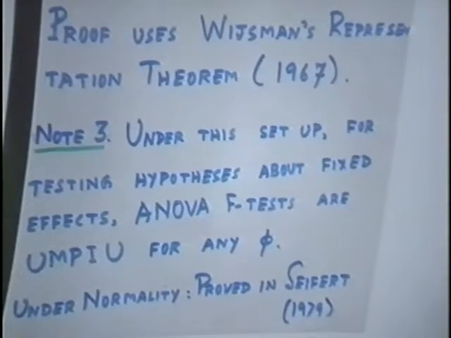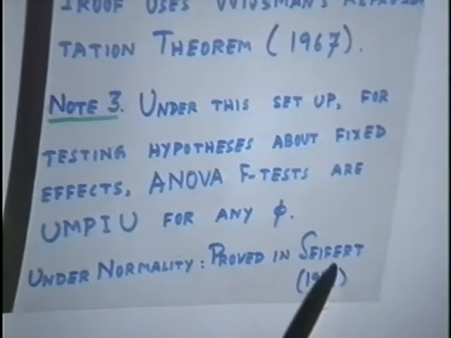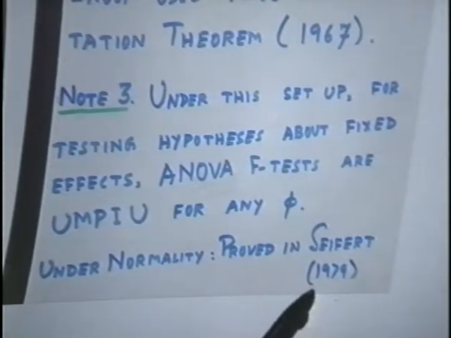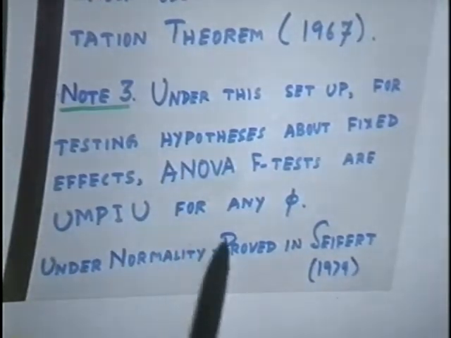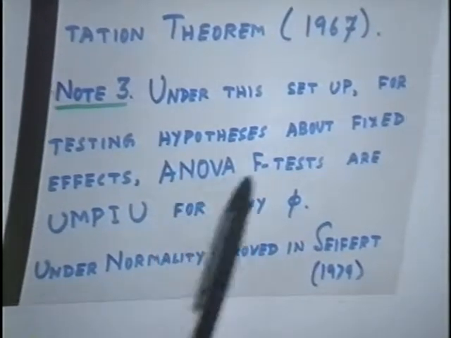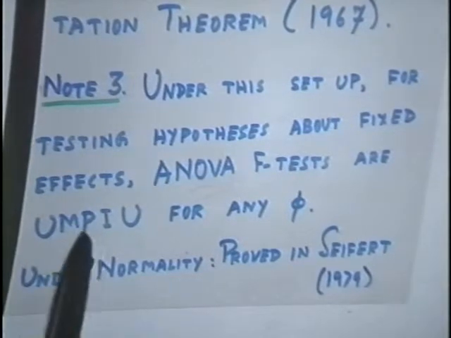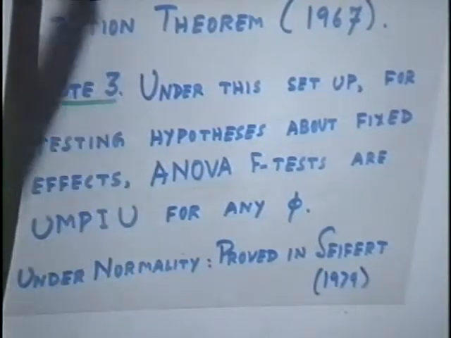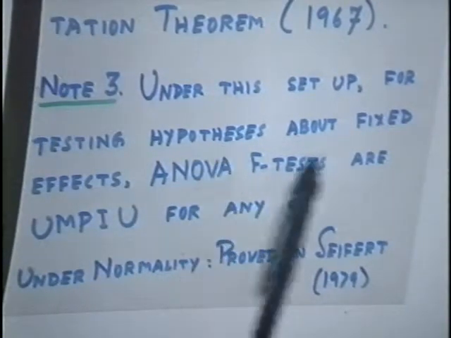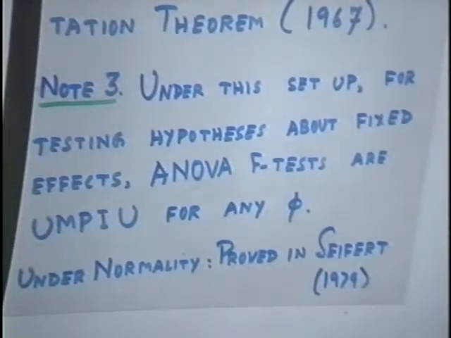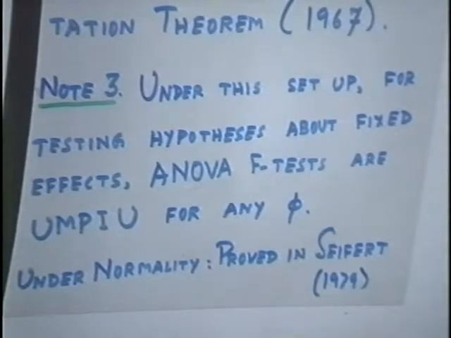I should also mention that Seifert in 1979, under this setup, assuming of course normality, proved that the ANOVA F-tests are also UMPIU. So what we did here, instead of for the fixed effects, we proved it for the random variance components model.